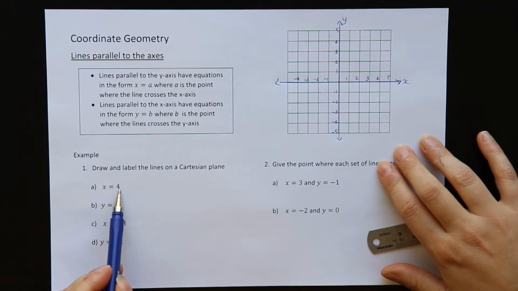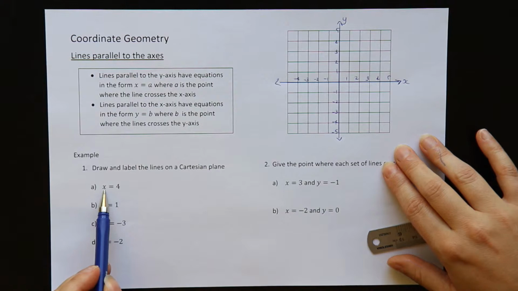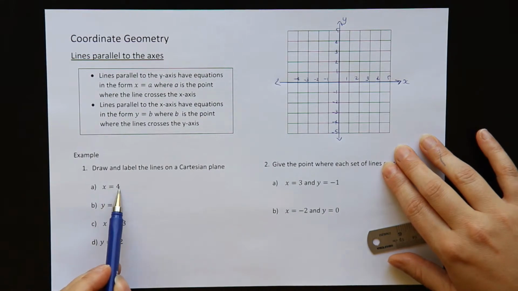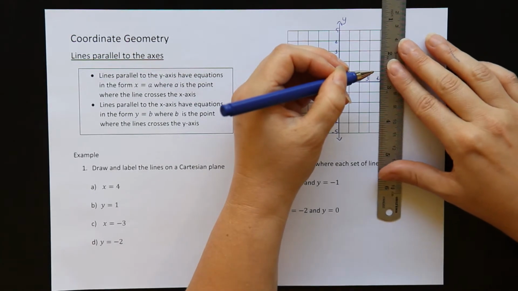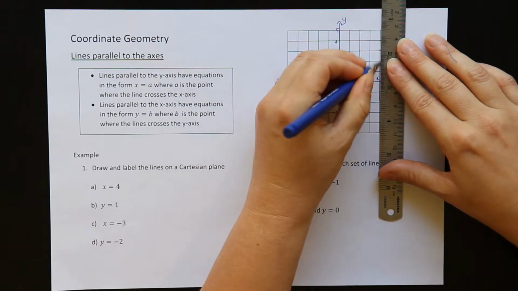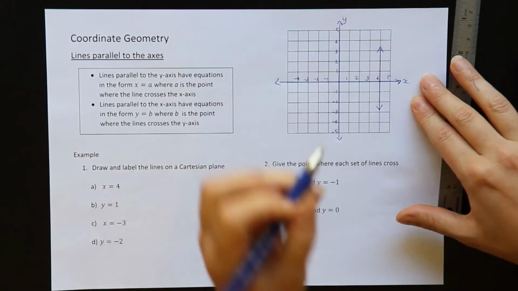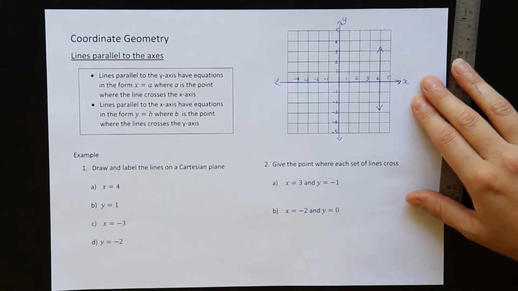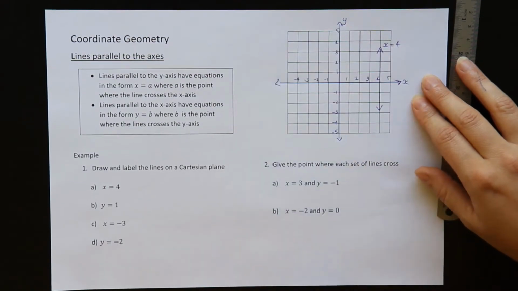X is equal to 4. The way I remember it, if it says x equals, it means it's going through the x-axis at 4. So x-axis at 4 is here. It will be a straight line going through the x-axis right there, like that. There you go, which is parallel to the y-axis. So that is x is equal to 4.